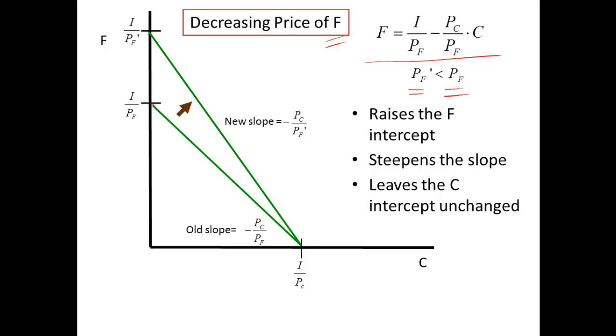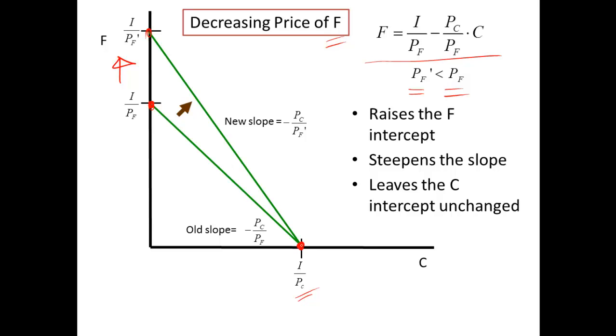So first of all, here's the original intercept on the f-axis, I divided by PF. If I spend all my income, I, on food, so divide I by the old price of food, this is how much I could buy. And here's the intercept on the c-axis, if I spend all my money on clothing, divided by the price of clothing. Now let's think about a new price of food that's lower. Because the price of food is lower, if I spend all my money on food, I divided by P prime F is now bigger. So this is higher up this axis. But the price of clothing didn't change. So this intercept stays the same, even on the new budget constraint.